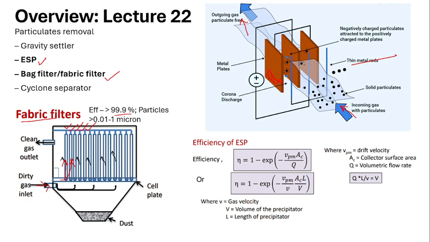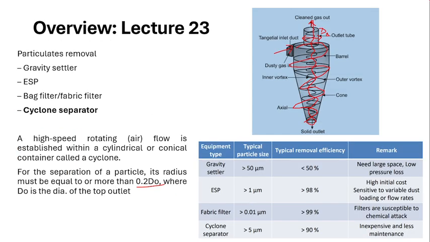Now we have seen different equipments for the gaseous pollutant separation, mainly the particulate matter. The first one is the gravity settler. It has the least removal efficiency, which is 50%, and it is suitable only for the particles of size greater than 50 micron. Okay. And one important thing to be noted is it requires a large space to maintain this instrument and the low pressure loss will also happen.